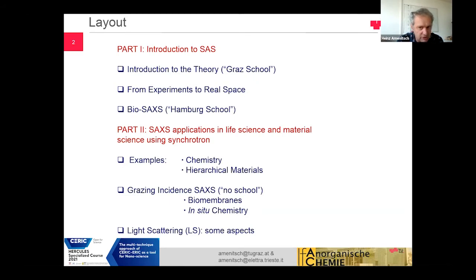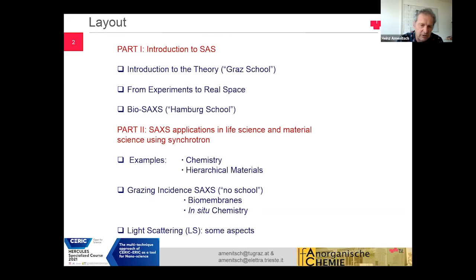In the second part, I want to go more to SAXS applications, covering life science and material science using synchrotrons. Here the examples will be chemistry and hierarchical materials. Then something which is also booming in the last years is grazing incidence small angle X-ray scattering, where you get some surface sensitive information from small angle scattering. And here I want to show you some examples from biomembranes and in situ chemistry.